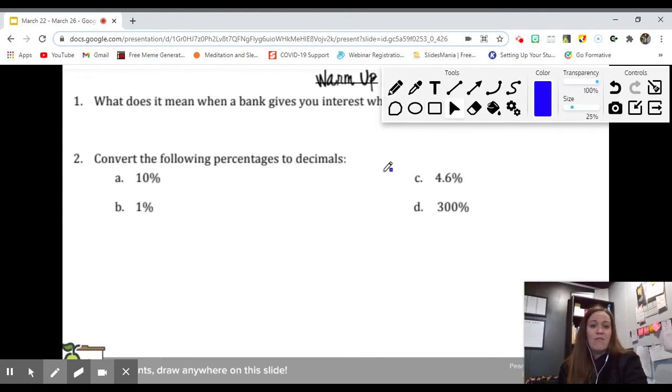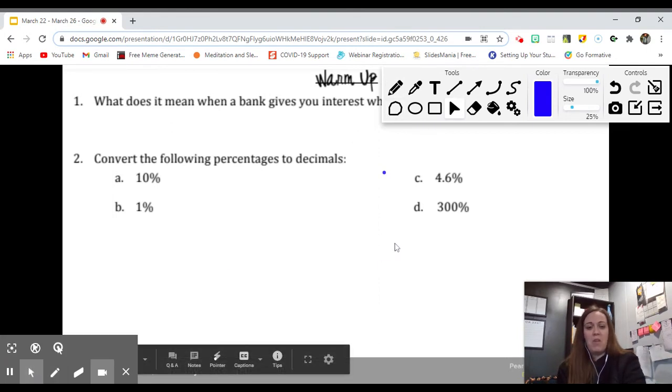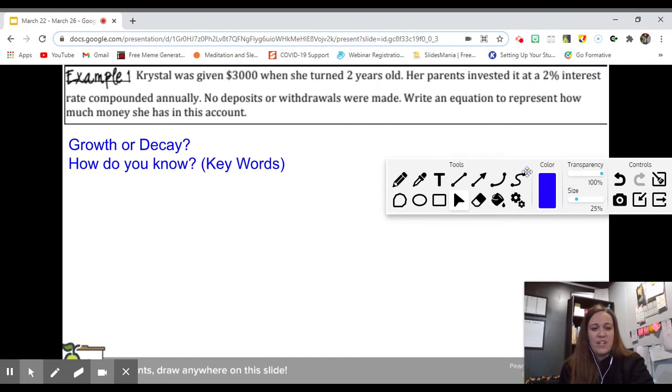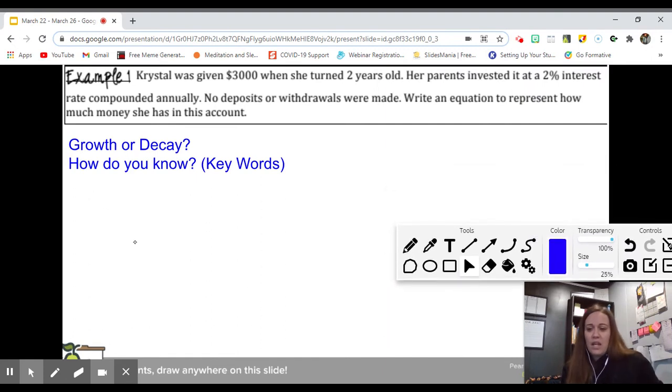Let's go ahead and dive right into it. Oh, now it wants to draw. Oh, okay, cute. So growth or decay. So we have Crystal here. And let's see, is it really going to let me draw? Nope. It just did for like 2 seconds.